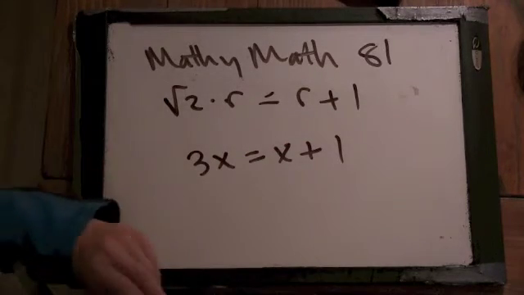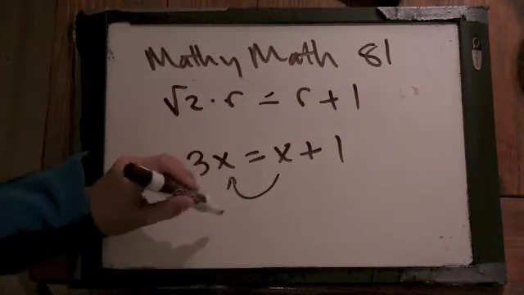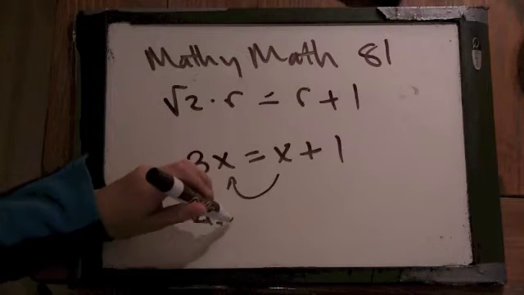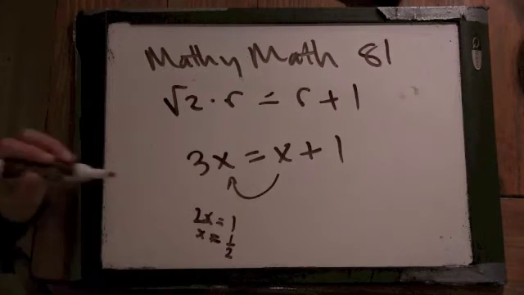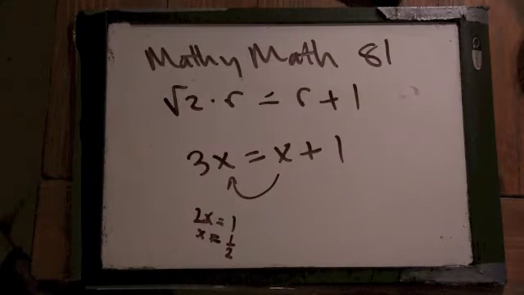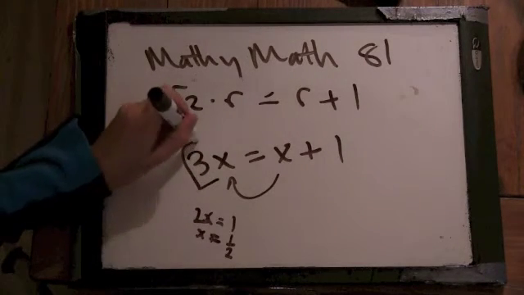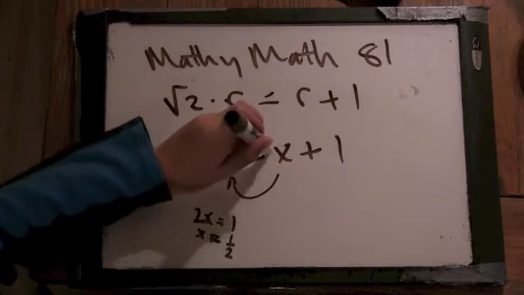So I'd move the x to this side. Okay. 2x equal to 1, x equaled half. All right. How come you didn't square everything here? Well, because you have nice integer coefficients for x. Okay.